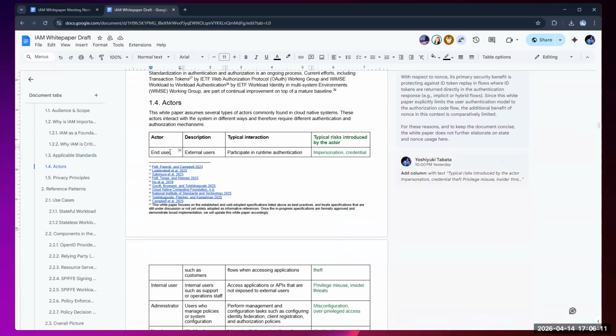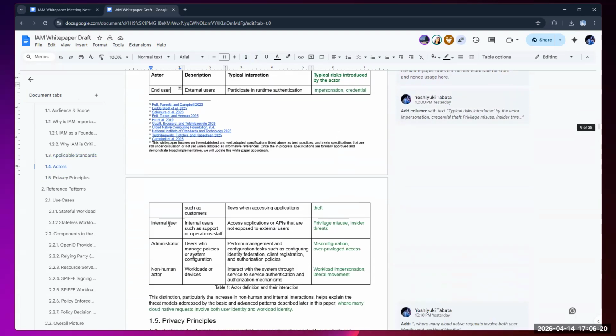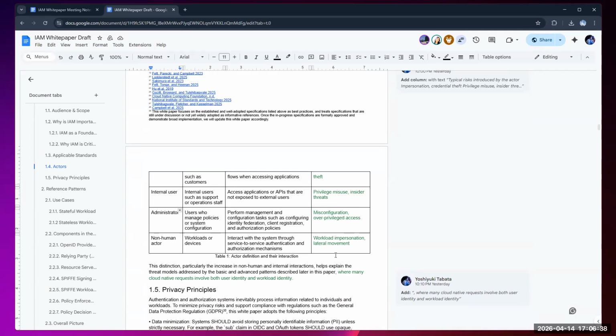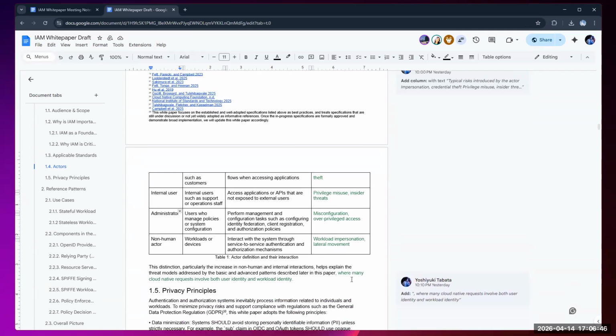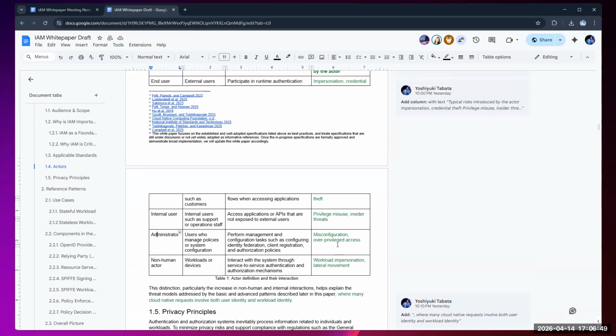First one is the end user. The typical risks are impersonation and credential theft. Regarding internal user, the typical risks introduced by the actor are privilege misuse and insider threats. Regarding administrator, the typical risks are misconfiguration and over privileged access. And regarding non-human actor, the typical risks are workload impersonation and lateral movement.